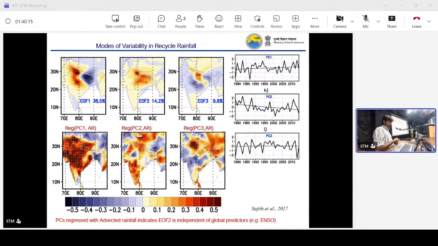So further, we try to understand this by regressing the PC of the recycled rainfall with advected rainfall. As I mentioned, some part of the advected rainfall is interlinked with recycled rainfall. So when you regress PC1 of the recycled rainfall with advected rainfall, you get this. That means PC1 is very strongly related with the advected rainfall, first mode. But if you see the second mode, which is showing a decreasing trend, you don't have a strong relation.